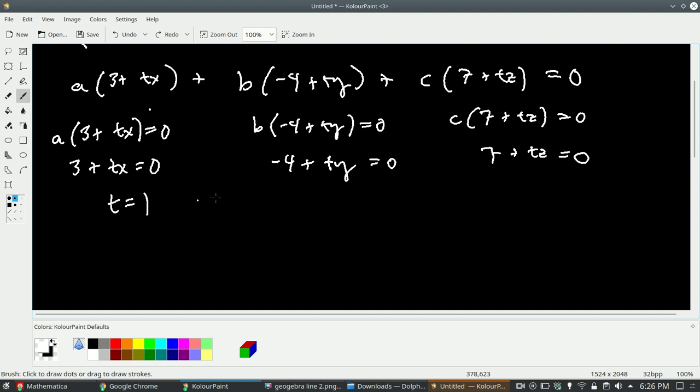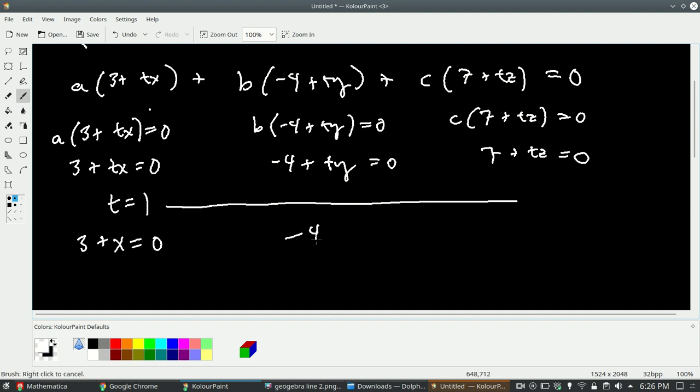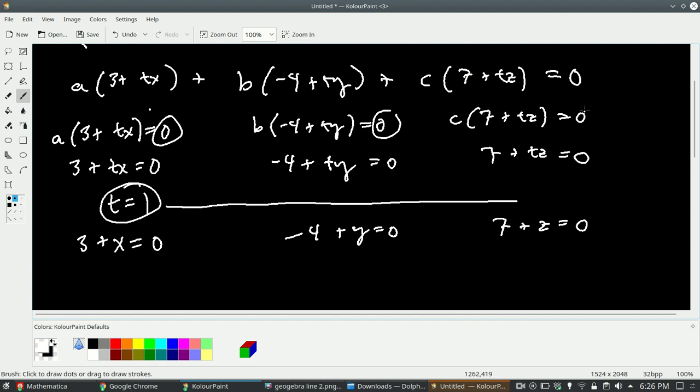So if t equals 1, that has to be true for all these guys. So that means 3 plus x equals 0, negative 4 plus y equals 0, and 7 plus z equals 0. Now I have made this huge assumption that t equals 1. I have made this huge assumption that 0 plus 0 plus 0 is going to get me a dot product of 0, right? So with all these assumptions, I get x equals negative 3, y equals 4, and z equals negative 7. I have not broken any rules of math.